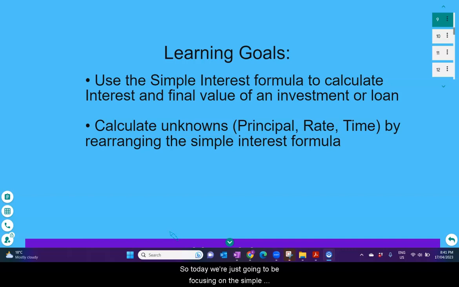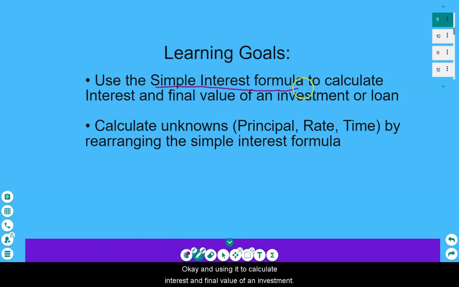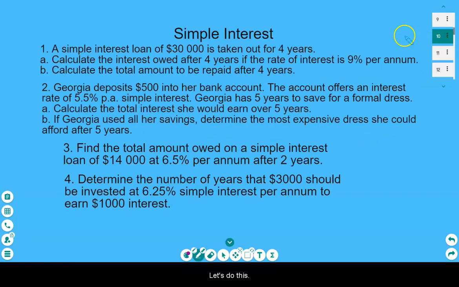Today we're just going to be focusing on the simple interest formula, and using it to calculate interest and final value of an investment or loan. And then we'll also be calculating unknowns, principal, rate, and time by rearranging this simple interest formula. Let's do this. So these are the questions we'll be covering.